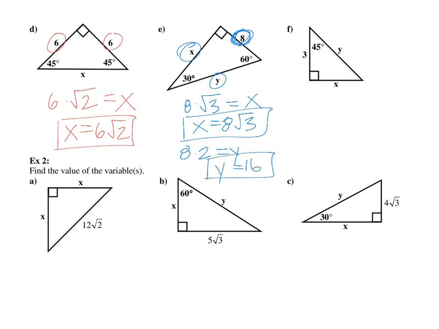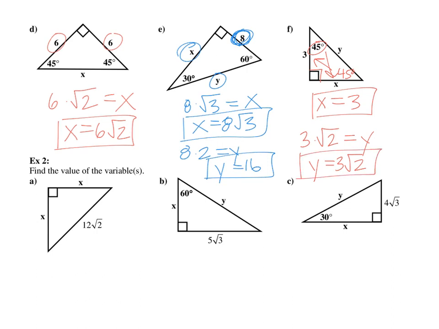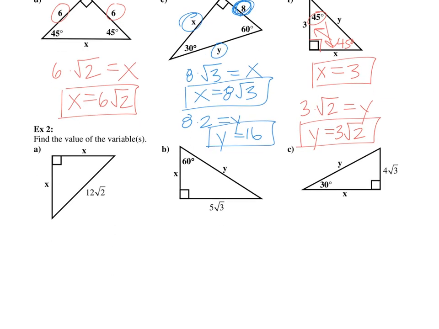Done. All right, for the next one, here you have a 45-degree angle. That's 90, so this is also 45. The side lengths across from the 45-degree angles are equal, so x is equal to 3. What do you do to the leg to get the hypotenuse? You multiply by square root of 2. That's what y is equal to. Y is equal to 3 square root of 2. Done.